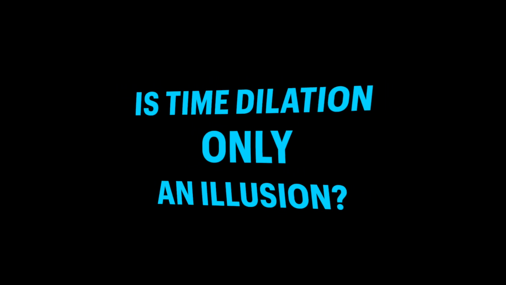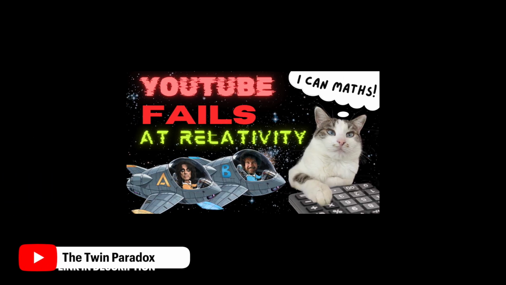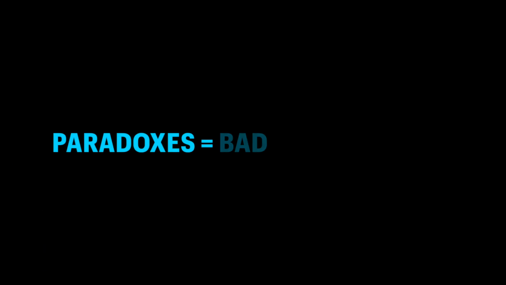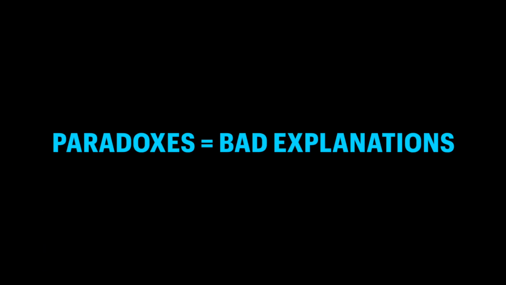Is time dilation only an illusion? Absolutely not. It is real. The twin paradox proves it. My point is to break down all the bad explanations of time dilation and provide a basis for better intuition about relativity. Back to the original question then, when is now?